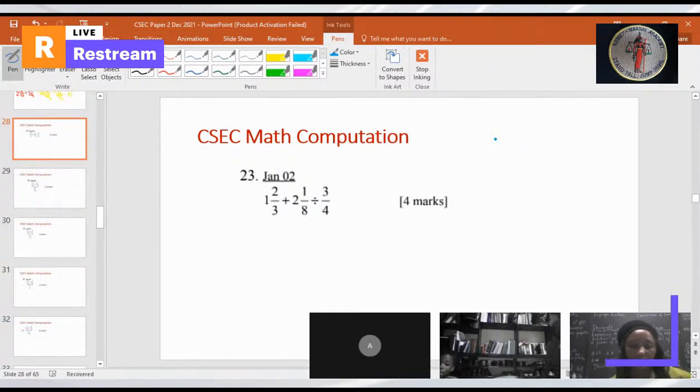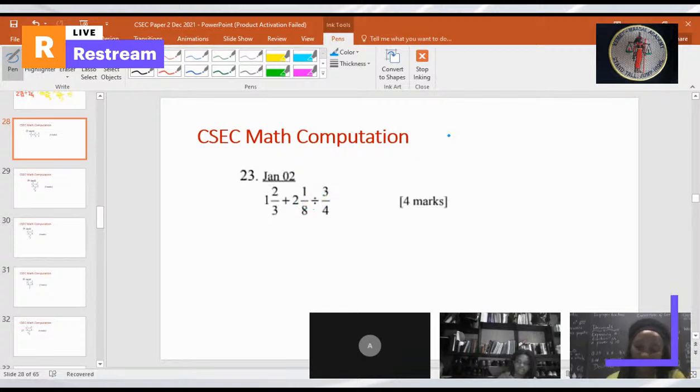1 and 2 over 3, plus 2 and 1 over 8. Are you sure that's what we're supposed to do? Wait, Miss, we have a division here. We're to work division before we add, right? Yes, multiply and divide before we add and subtract. So even though the addition is given first, we have to work the division first.